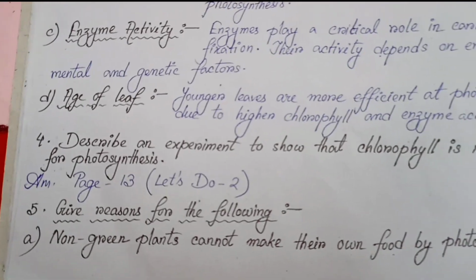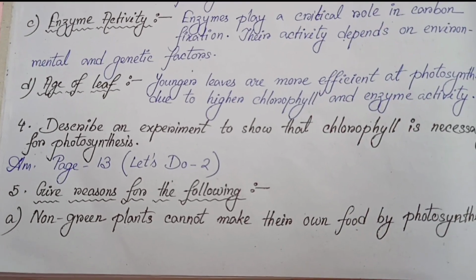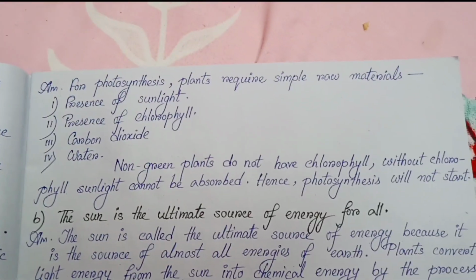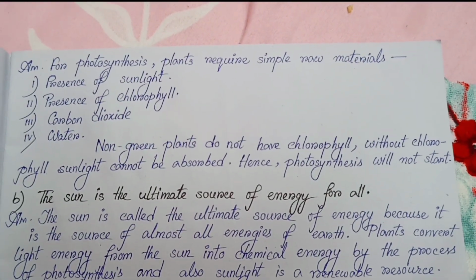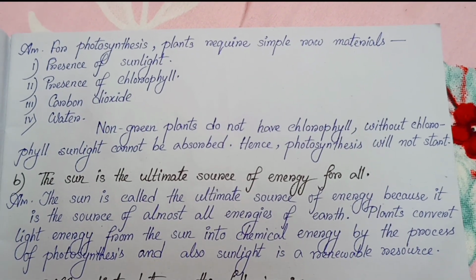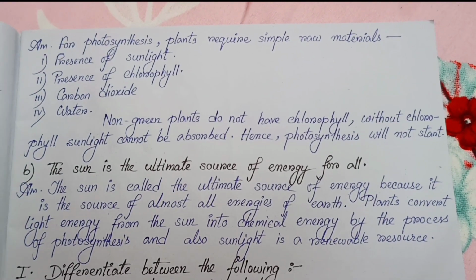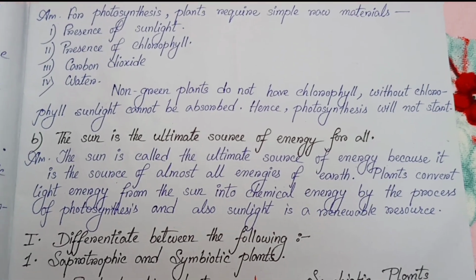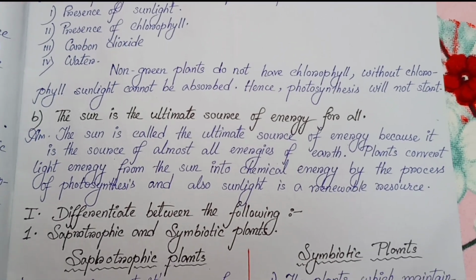Number 5. Give reason for the following. Number A. Non-green plants cannot make their own food by photosynthesis. Answer. For photosynthesis, plants require simple raw materials: presence of sunlight, presence of chlorophyll, carbon dioxide, water. Non-green plants do not have chlorophyll. Without chlorophyll, sunlight cannot be absorbed. Hence, photosynthesis will not start.